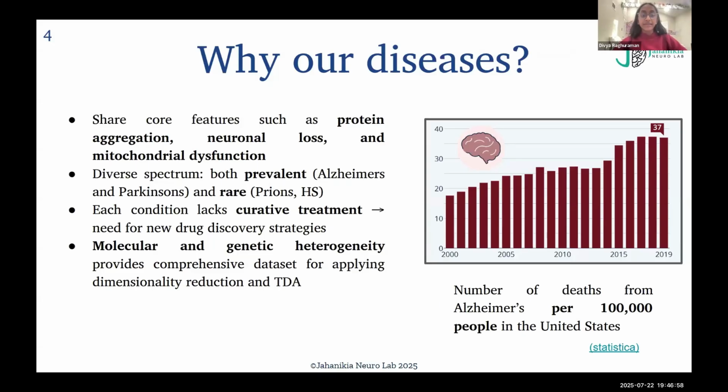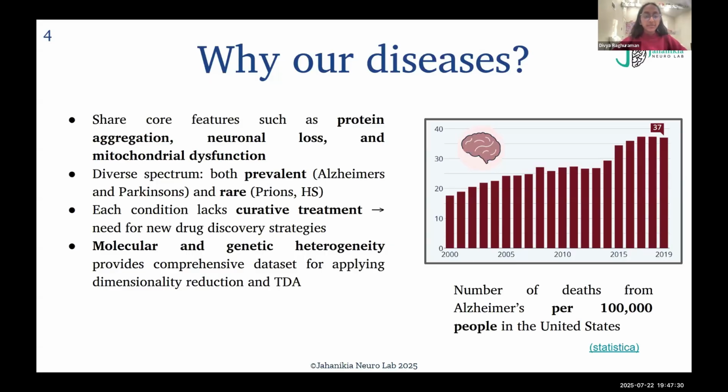Despite their differences, they all share key features, things like protein aggregation, neural loss, and mitochondrial dysfunction. These commonalities make it possible to compare them meaningfully while still capturing a wide range of biological variation. We chose a diverse spectrum, both well-known diseases like Alzheimer's and prions, and rare ones like Huntington's, because each offers a unique insight. And critically, none of them have a cure. This makes drug discovery in this space not just important, but necessary.